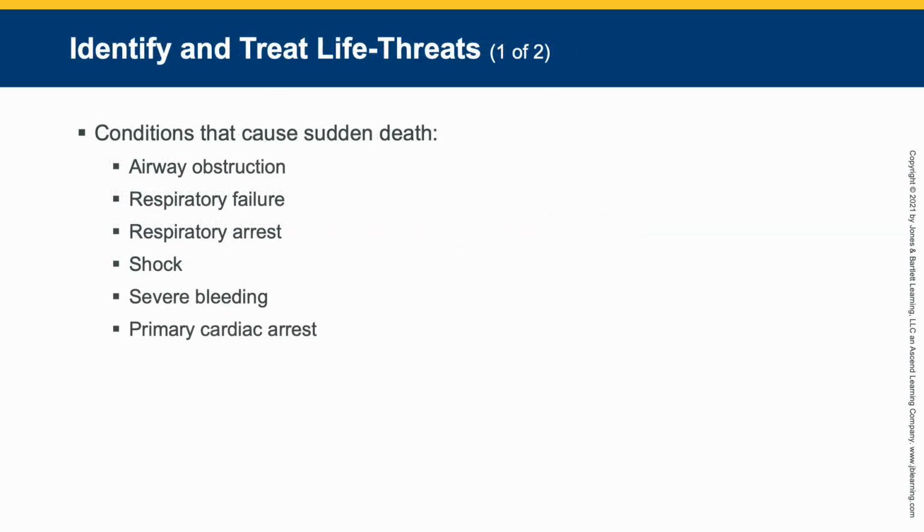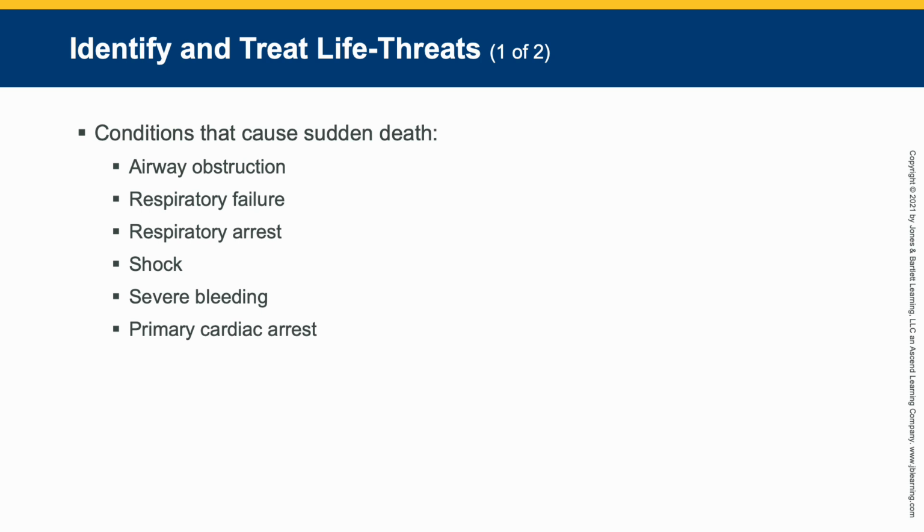So now we focus on the most critical step in the primary assessment, and that's identifying and treating immediate life threats. Depending on where you are in your assessment, you might have already done this. These are the things that, if left uncorrected, will lead to death in minutes, such as airway obstruction, respiratory failure or arrest, shock, severe bleeding, cardiac arrest. Your job here is to spot these fast and intervene even faster.